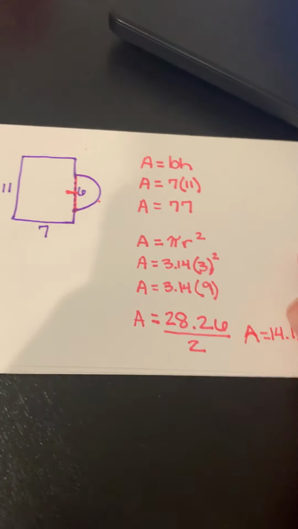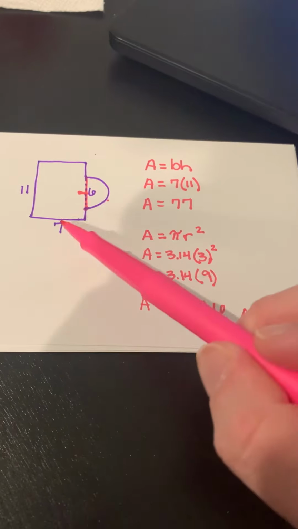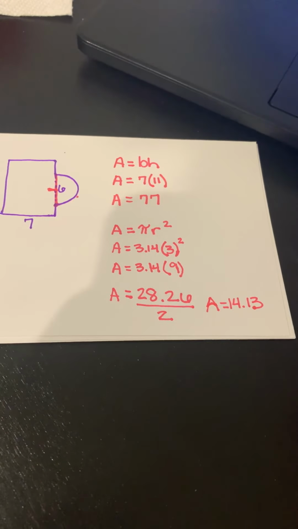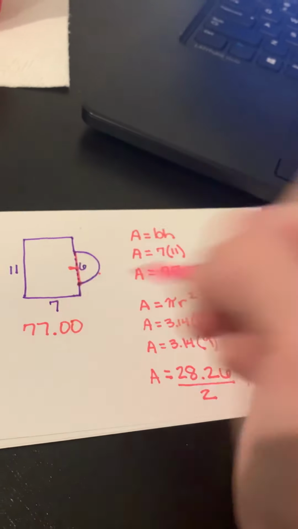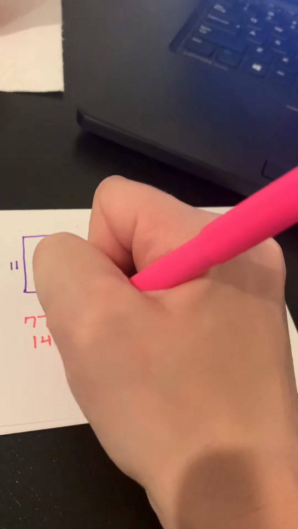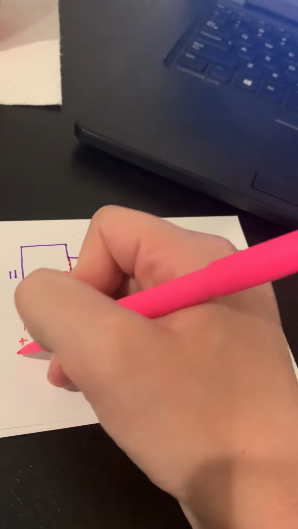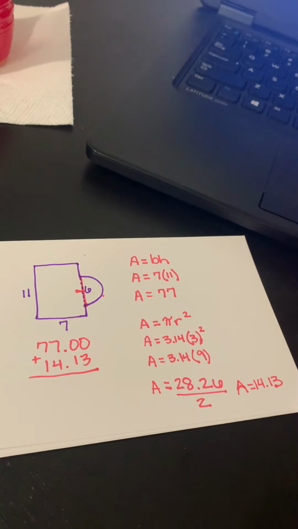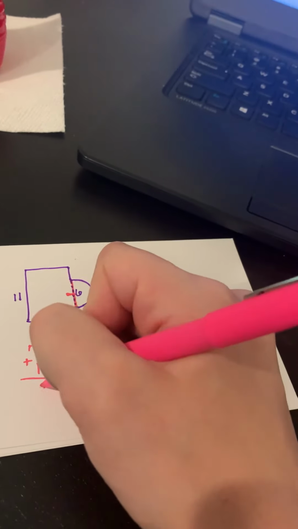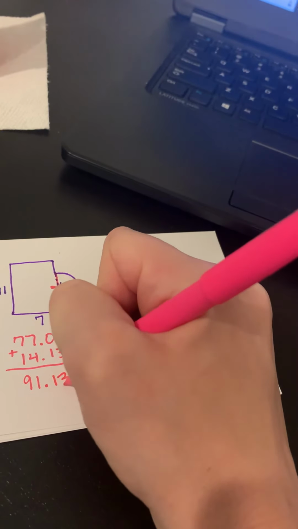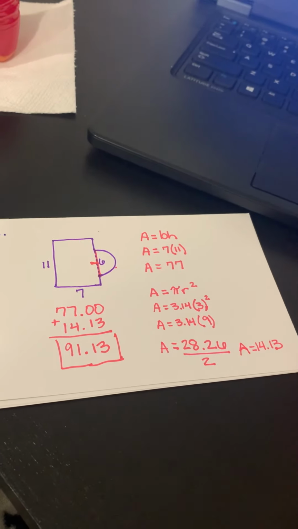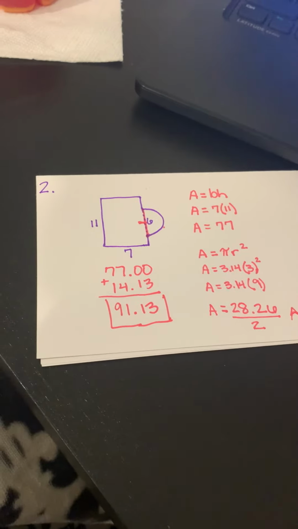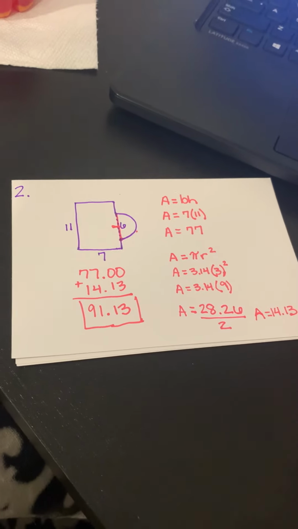Now when we look at this picture, these two polygons are being added together. So that's what we need to do with these areas. We need to add 77, I'm going to line up my decimals, plus 14.13. And I would get 91.13 for my final answer. Okay, so this was number 2 on the composite area assignment.